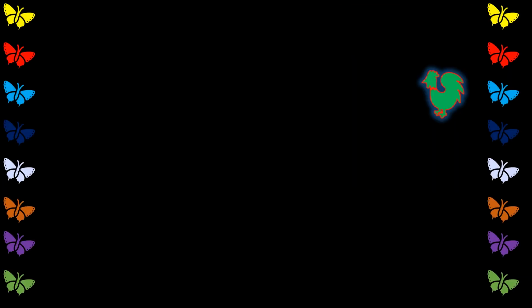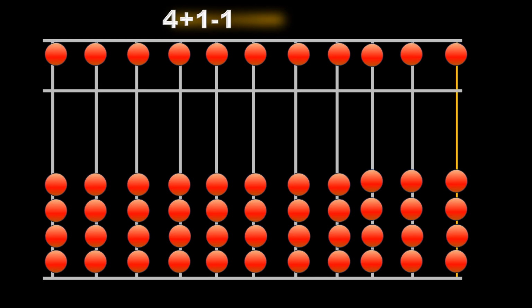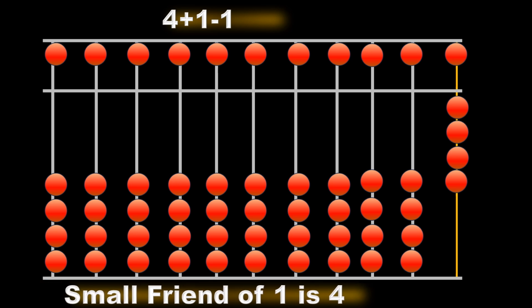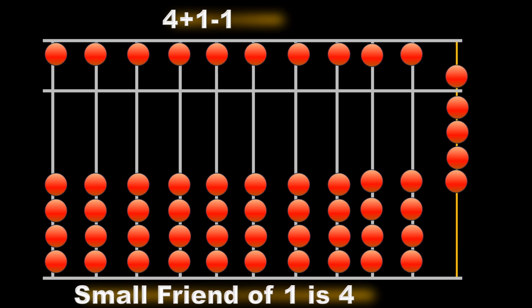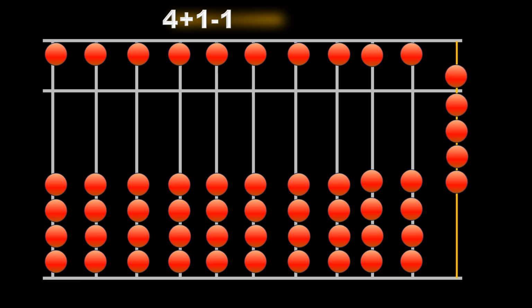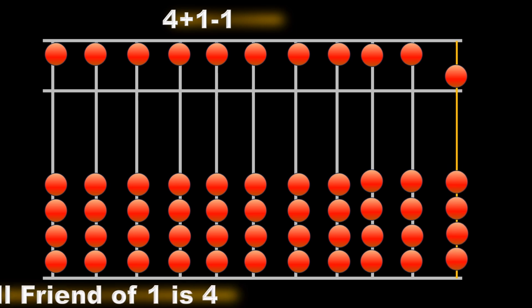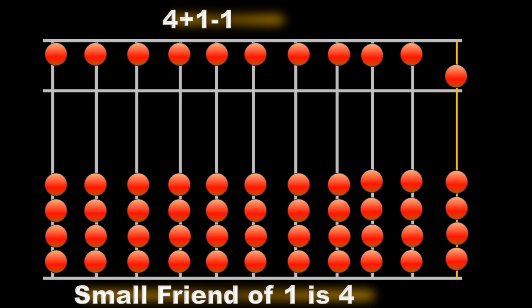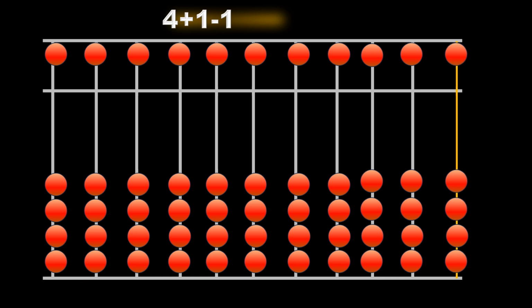The next question is 4 plus 1 minus 1. So first add 4, the 4 lower beads. Now we have to add the second digit 1. Small friend of 1 is 4. So add 5, subtract 4. Third digit is subtract 1. Again we have to go for small friend of 1, which is 4. So subtract 5, add 4. The lower 4 beads you can add. So the answer becomes here 4.